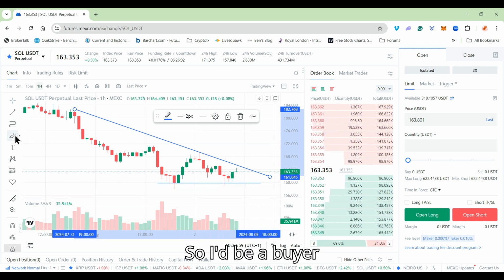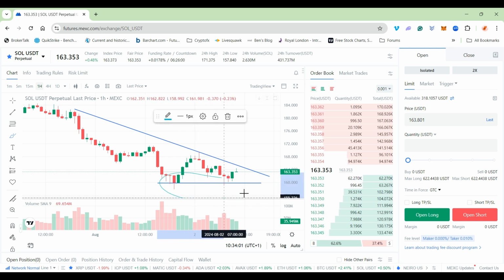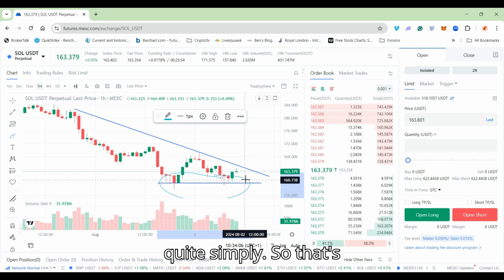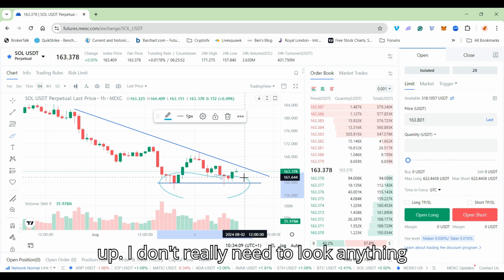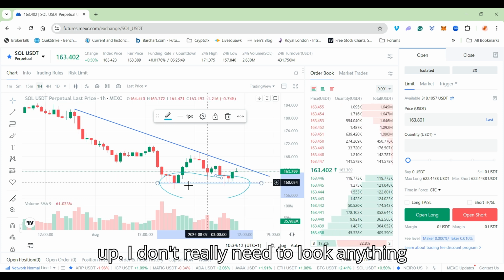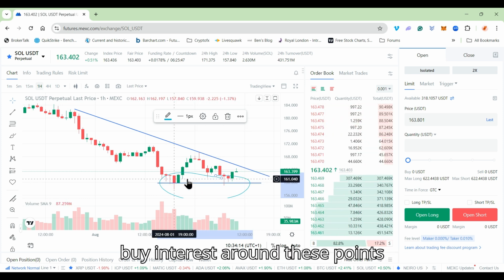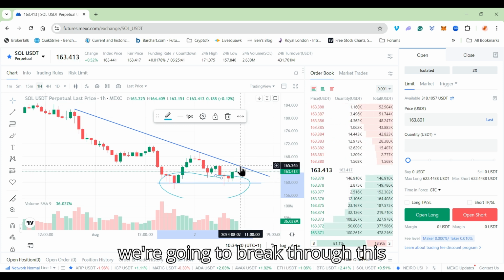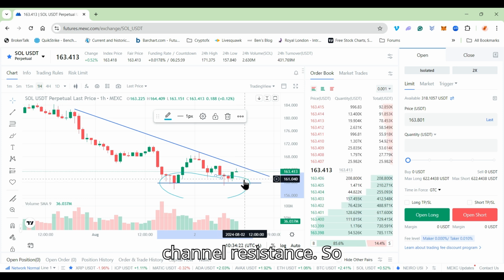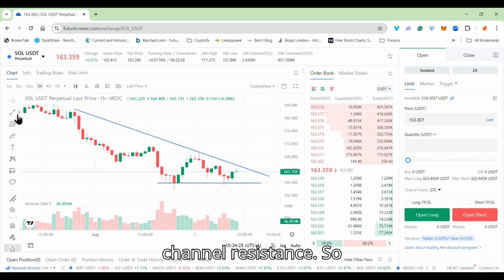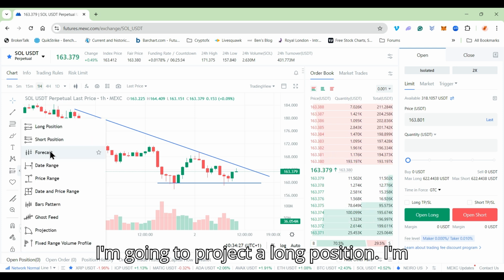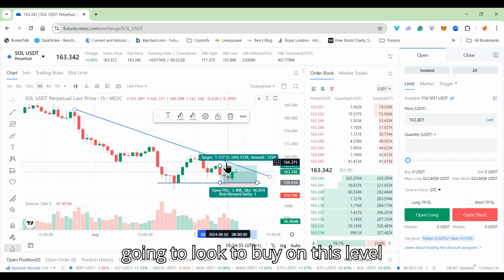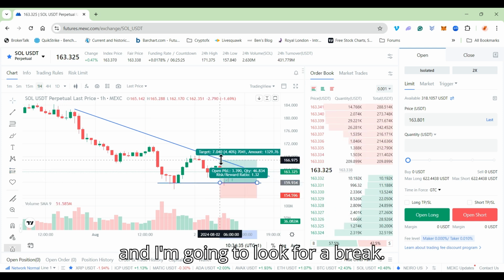So I'd be a buyer around here, I'd say, first of all, quite simply. So that's how I'm going to set my trade up. I don't really need to look at anything else. I can see that we've got a lot of buy interest around these points, and I feel that if we break higher, we're going to break through this channel resistance. So we're going to use our projector tool. I'm going to project a long position. I'm going to look to buy on this level. And then I'm going to look for a break.